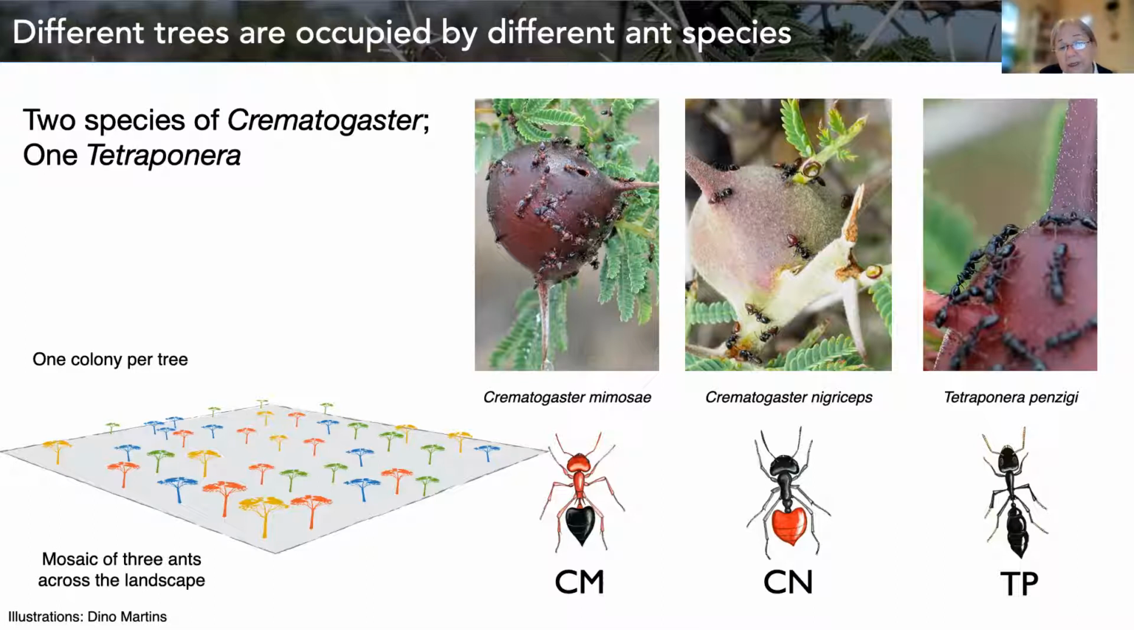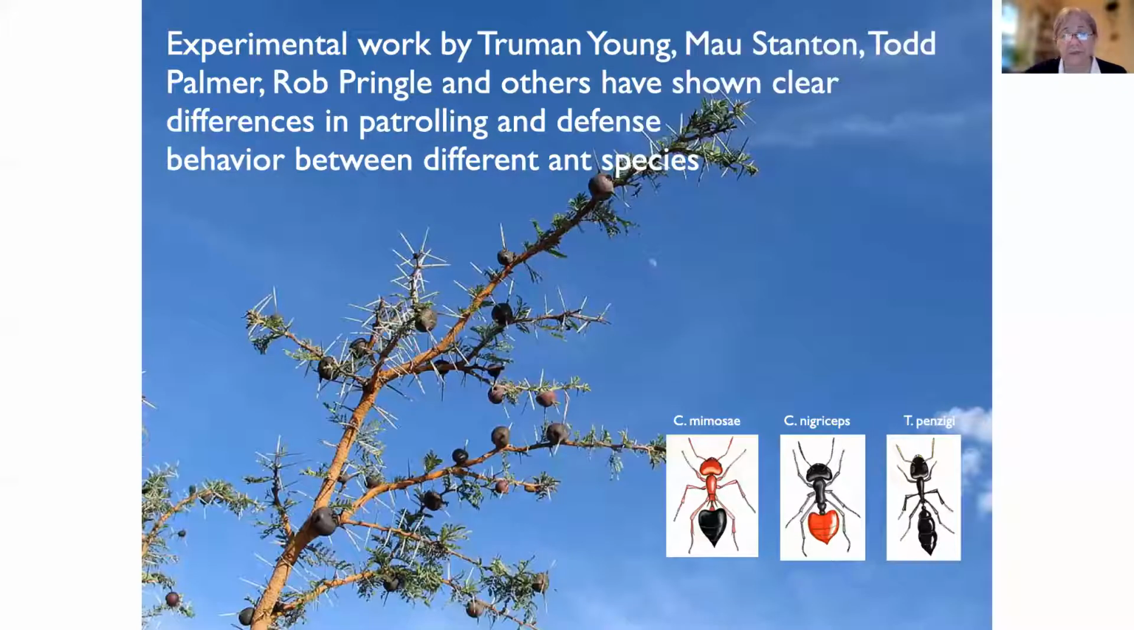When they take over a tree, they tend to take the entire tree. So a single tree would be a single colony, although a colony, if it grows very large, might occupy 5 or 6 trees that are adjacent to each other. So they make a mosaic through this landscape of plants. Many people have worked on this system, especially classic work by Hocking in the 70s, and then the group from UC Davis, Truman Young, Stanton, Todd Palmer, later Rob Pringle, and others have looked at the patrolling behavior and defense and sort of competitive and colonization behaviors of the ants, and how they manage to coexist on effectively the same resource.